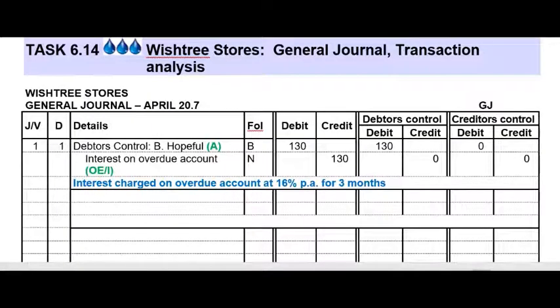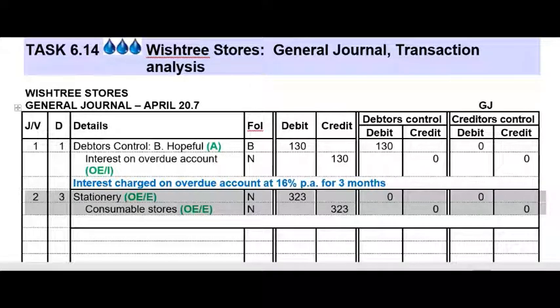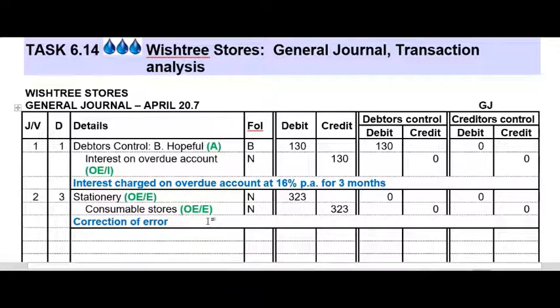Okay, so the account that must be debited is stationery. This is journal voucher number 2. The account that was incorrectly debited that must now be credited is Consumable Stores. Both of them are owner's equity expense accounts in the nominal section, and you just say correction of error.